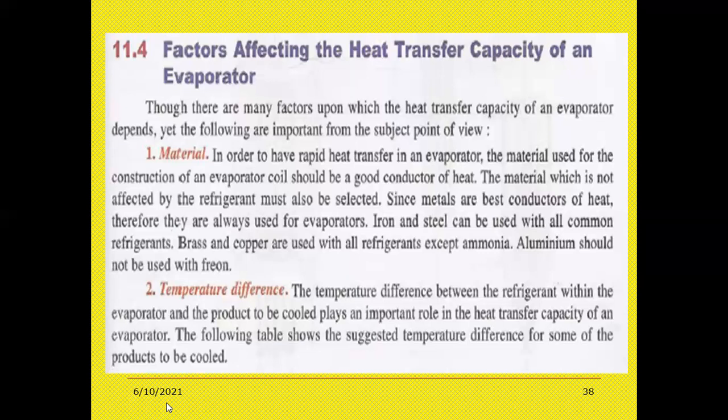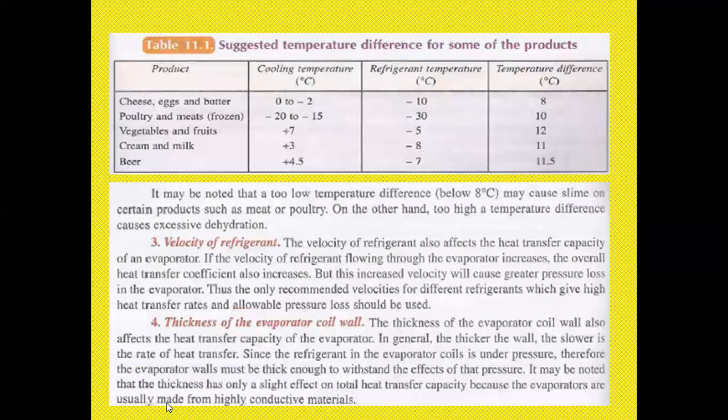The following table gives the temperature difference for some products to be cooled. So what is the temperature difference saying? It says that the heat transfer capacity of an evaporator depends on the refrigerant and the material chosen. Next is the table which suggests the temperature differences for some of the products.